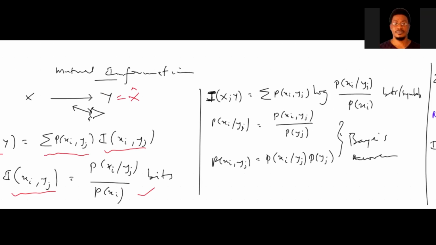So the mutual information will be the same as sigma P of xi, that's a joint distribution, log this P of xi given yj over P of xi.